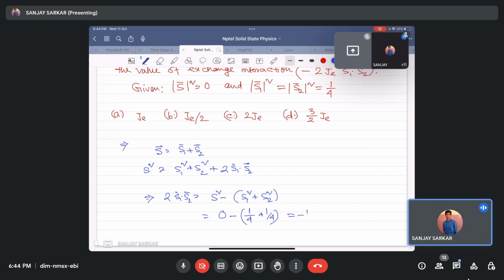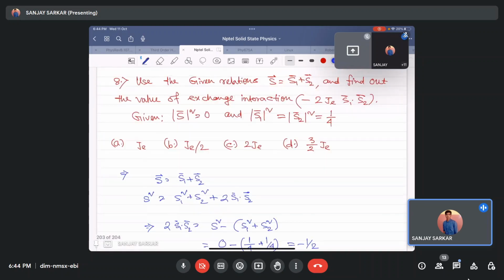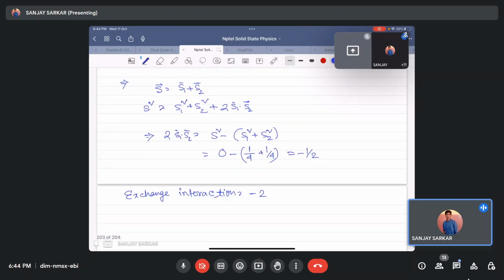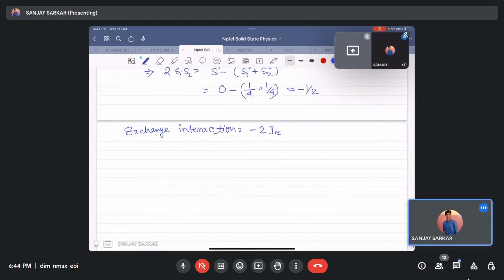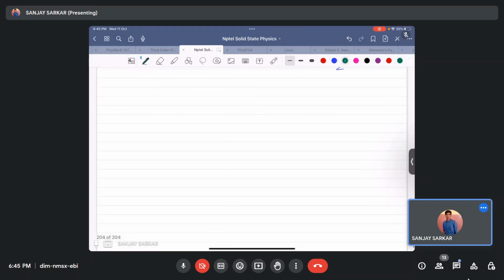that is minus half. So you put this value in exchange energy. So the exchange interaction is minus 2 JE, and 2 S1 S2 is equal to minus half, that is JE by 2, and this is actually option B.